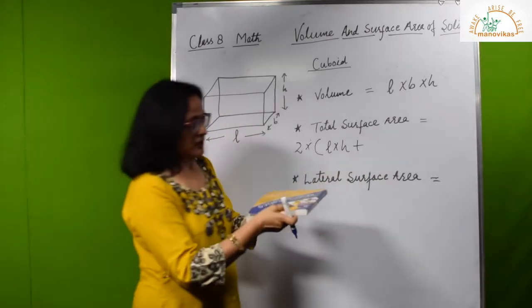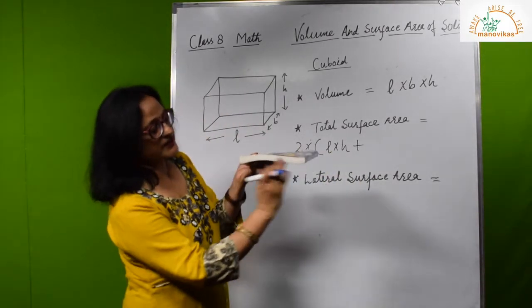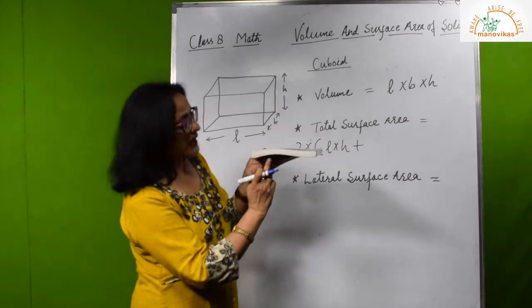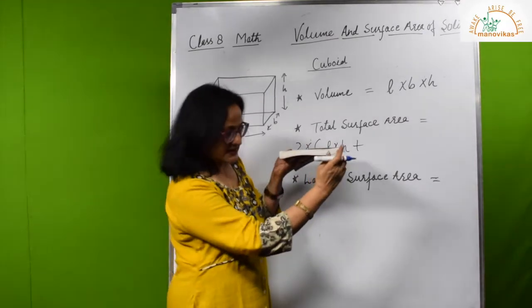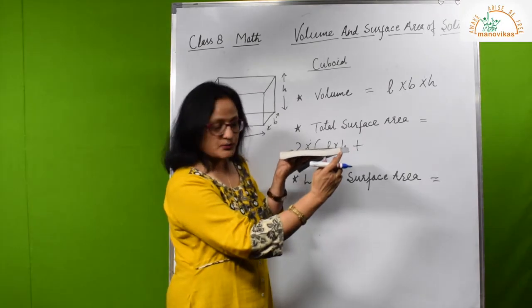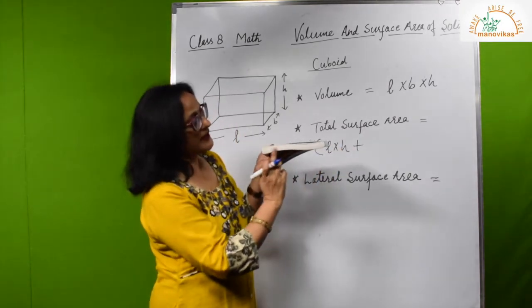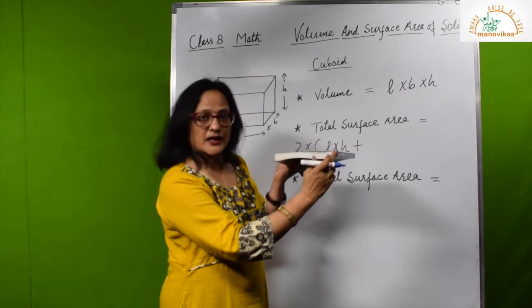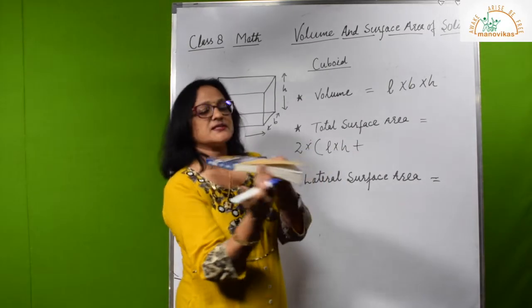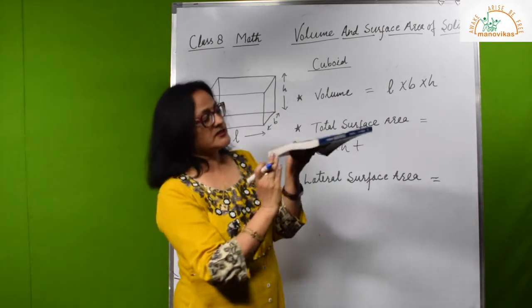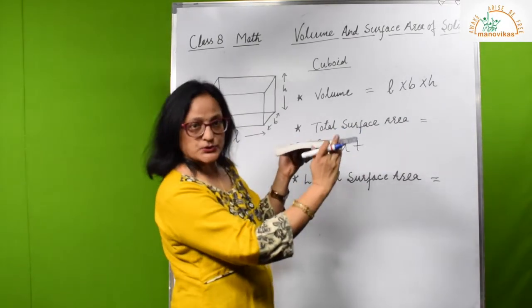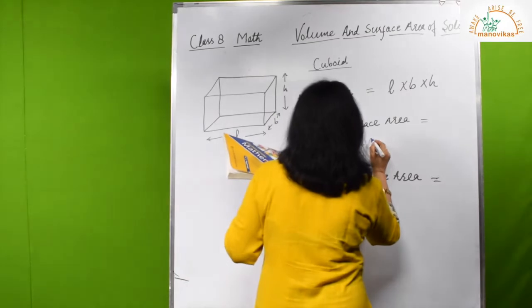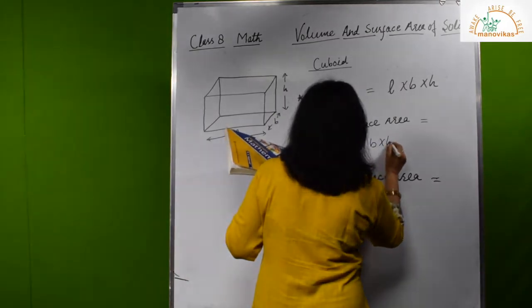Plus, now the area of this face. Which 2 dimensions are involved in this face? This is the breadth of the book and this is the thickness or height of the book. So in this face there are 2 dimensions, breadth and height, and the similar faces are exactly the same. So you can take breadth into height.